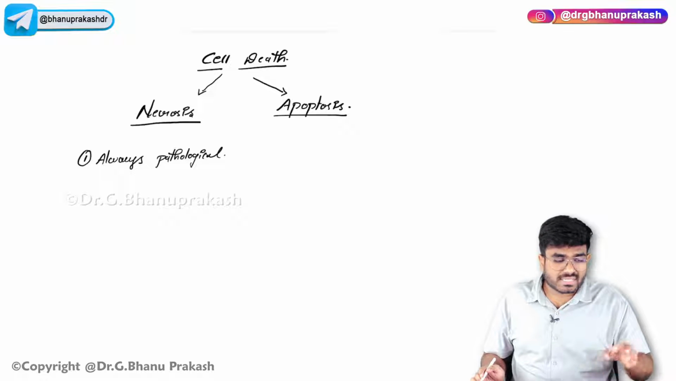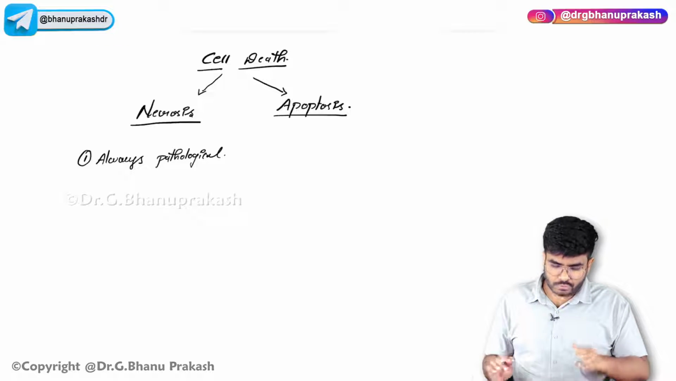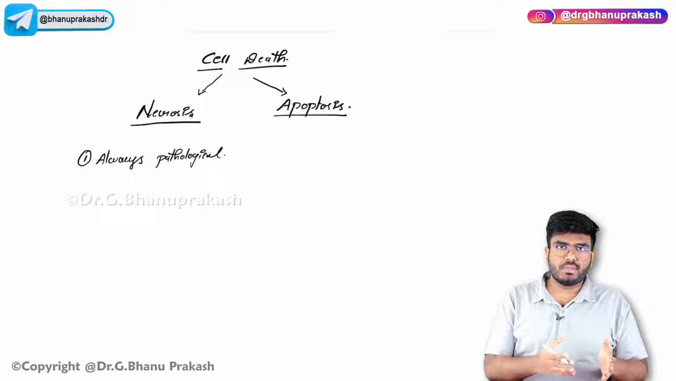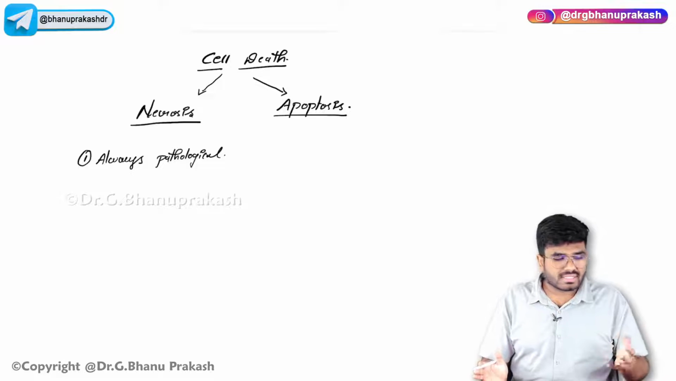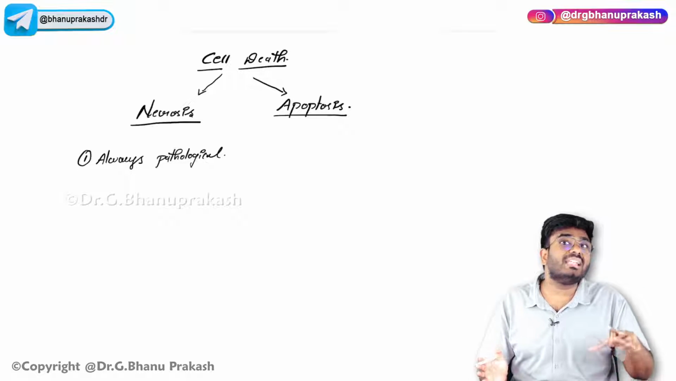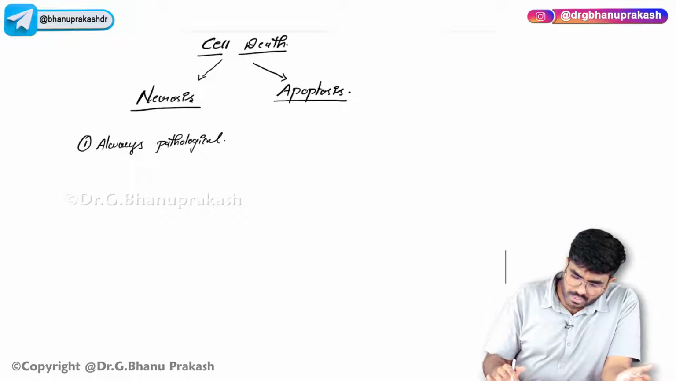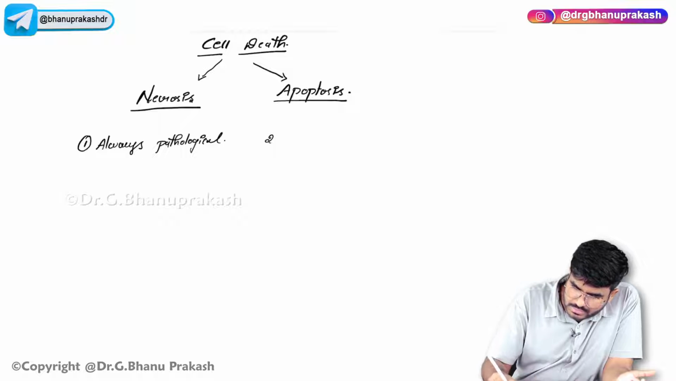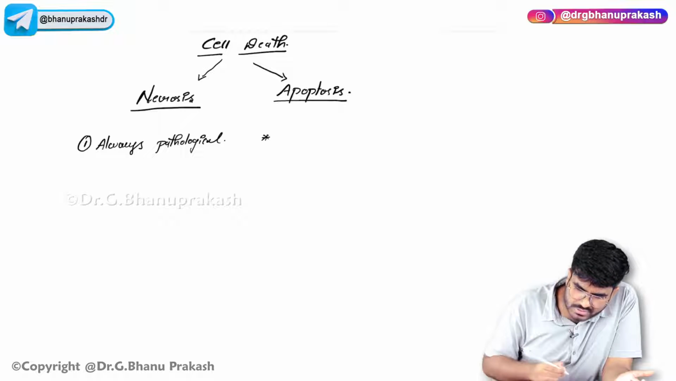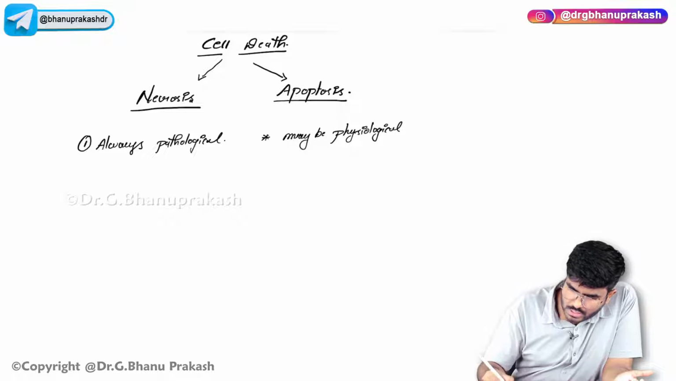Because of some pathology, the cells are being killed. So it's like a murder of the cells. We consider necrosis as a murder. The cell doesn't want to die at all. Someone from outside, there is this pathological process happening which is leading to the death of the cells. So, always pathology, not physiology, always pathological. But on the other hand, apoptosis may be physiological, or pathological.